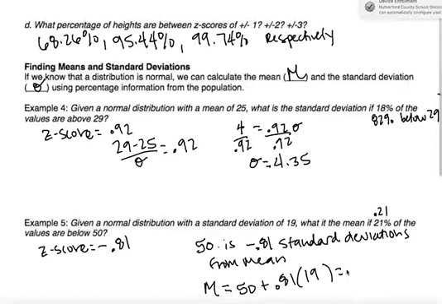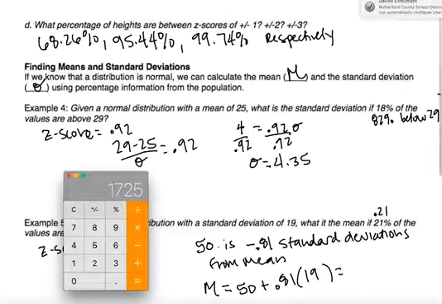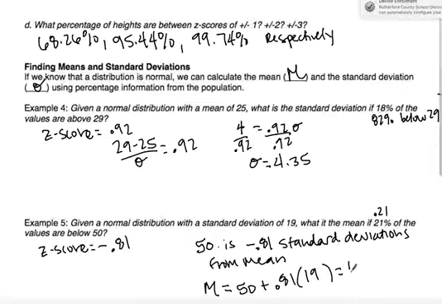Alright, so whenever you do this, you get 50 plus 0.81 times 19. So you should get 65.39.